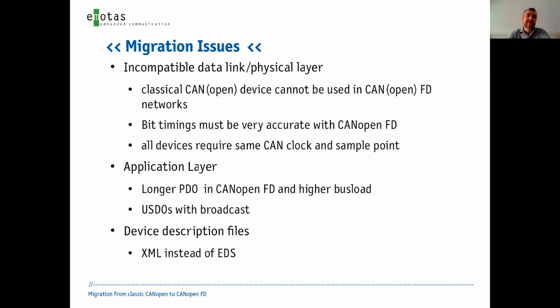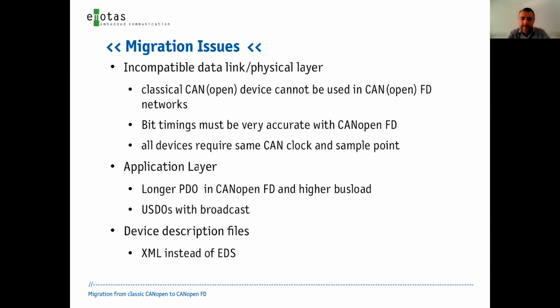Another migration issue is that if you use CAN FD or CANopen FD, the bit timing configuration, especially the sample point, has to be very specific. All CANopen FD devices have the same clock frequency for the CAN FD controller and the same sample point configuration, because the bit timing switch happens at the sample point of a specific bitrate switch bit. And so these bit timing configurations have to be the same for all devices in the network.